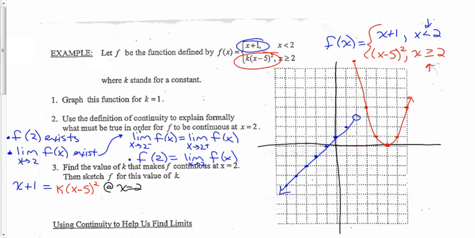I'm searching for k. So I'm going to have 2 plus 1 is equal to k times 2 minus 5. When I simplify that, I'm going to get 3 is equal to 9k, I believe, which means k is 3 over 9, which is 1/3. So if I use k as 1/3 in my piecewise function, my blue line and my red parabola should touch when x is equal to 2, making the function continuous.